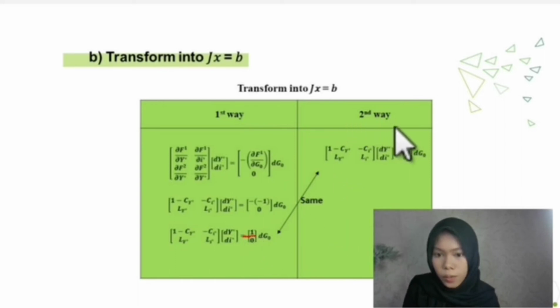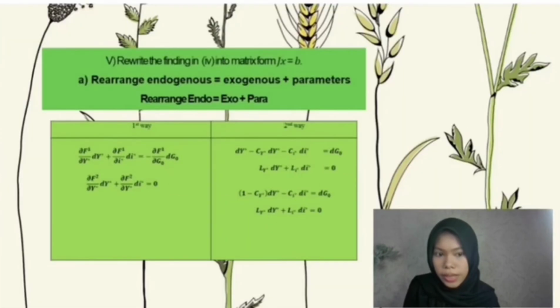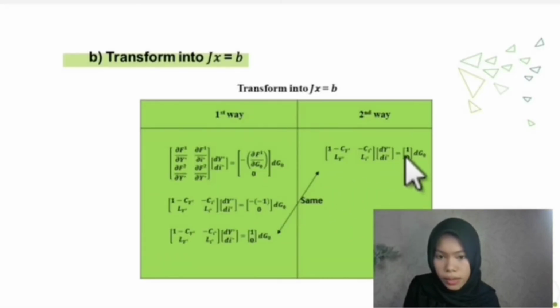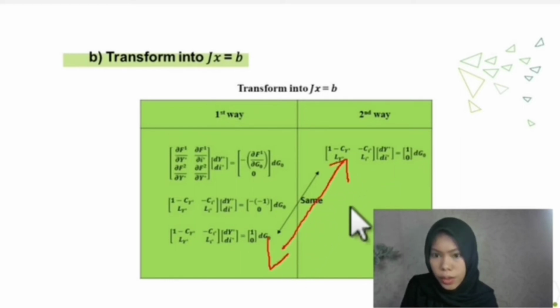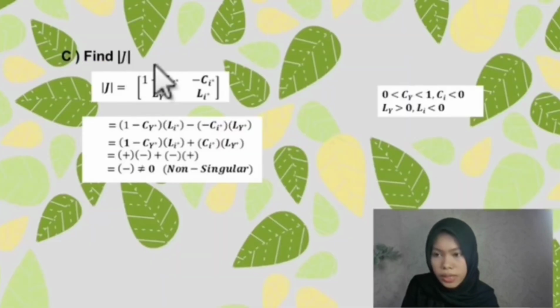So in the second way, we do the same thing: we bring back the finding from the previous one, we bring back this, and put the diginal value of 1. As you can see, in the second way and in the first way, you can find that the answers are the same. So the last step is we want to find the J. We just expand this into this minus this into this. So this is here.